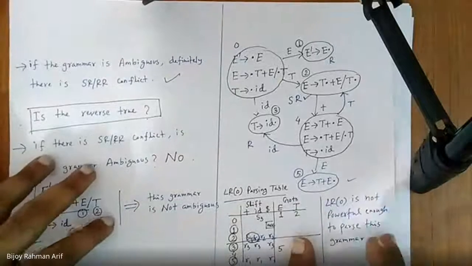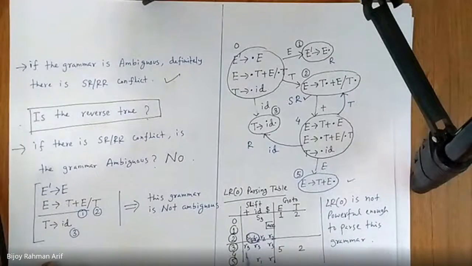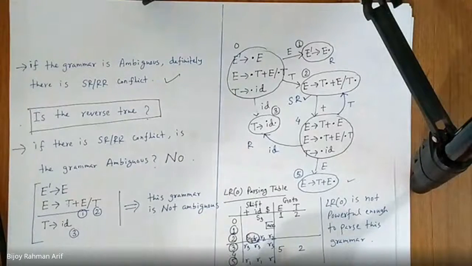Here you put the reduce move in the entire shift row. But this is not a logical move. You are blindly putting the reduce move in all the places. So what would be the logical move? Tell me. Why do you need to put the reduce move?